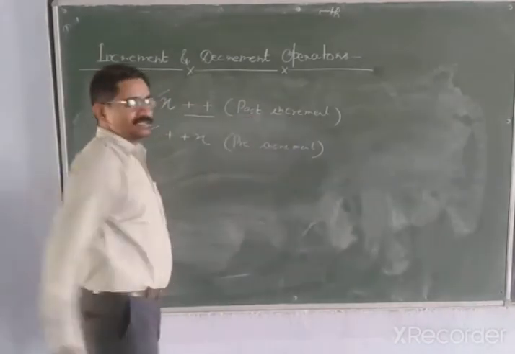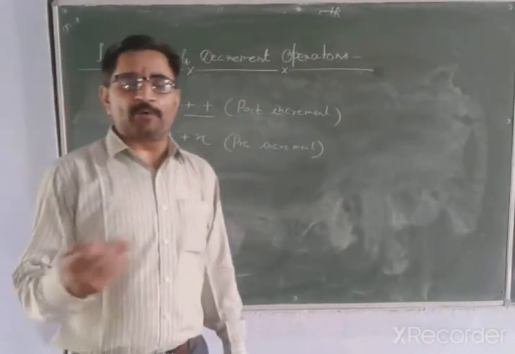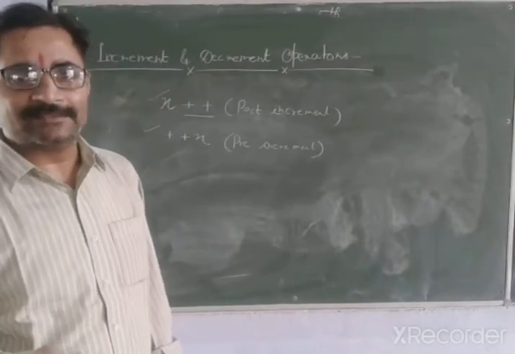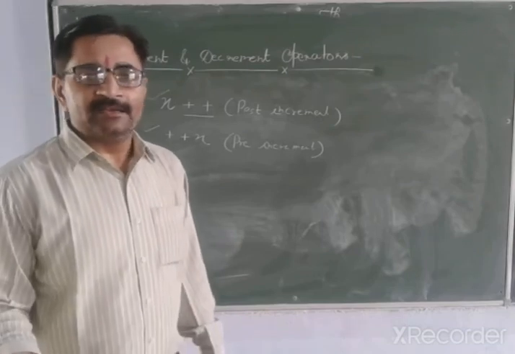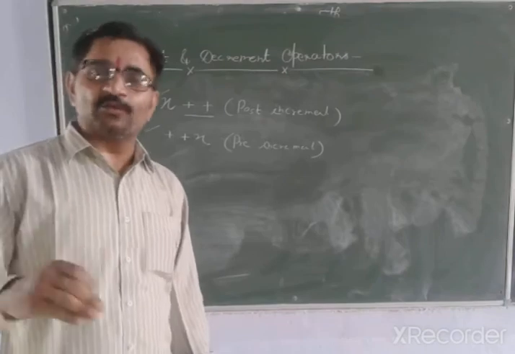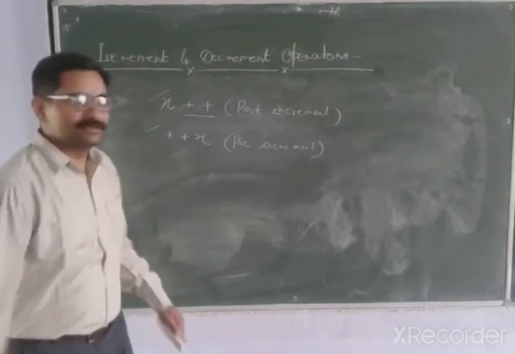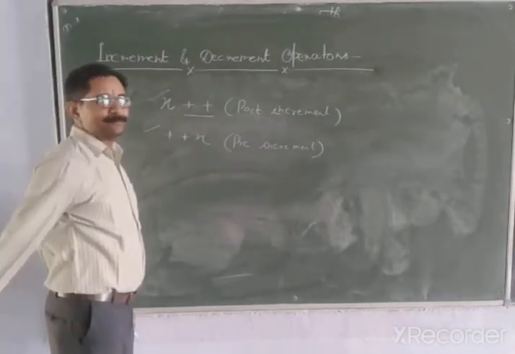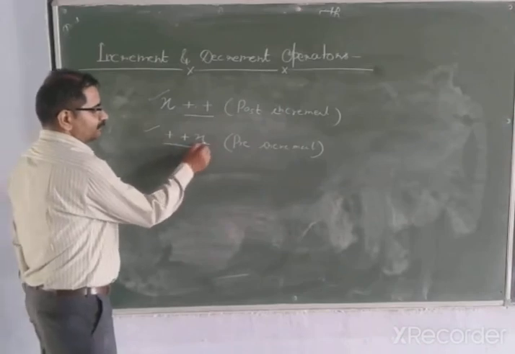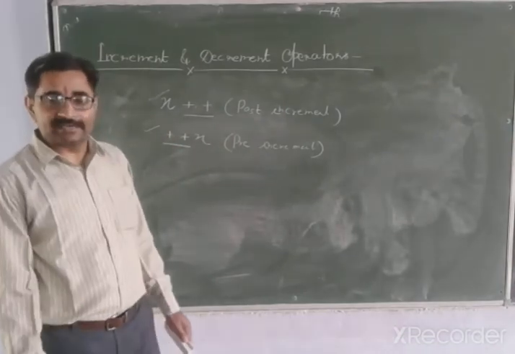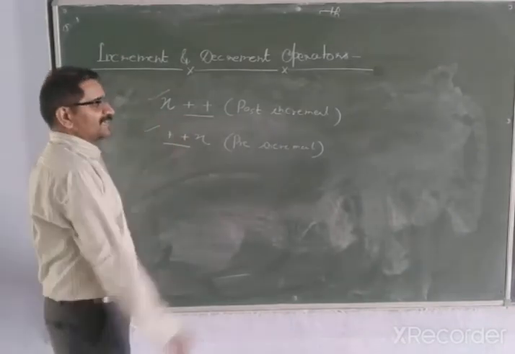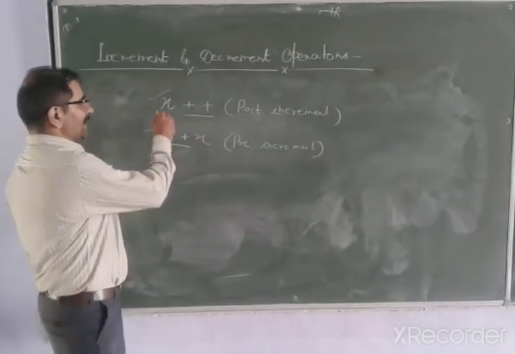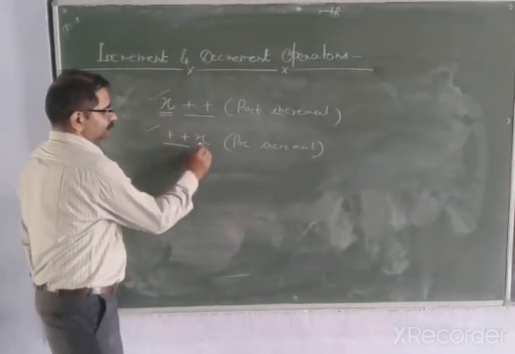it is called post increment. Generally we use the terms prepaid and postpaid SIM. In prepaid, you pay first, then you get the balance, then you can talk. In postpaid, first you can talk, then you can pay. Same thing is here. When the operator is used after the operand, that is post increment, and when the operator is used before the operand, this is pre increment. In both cases, the value of the operand is updated. What is the operand here? X. X is an operand.